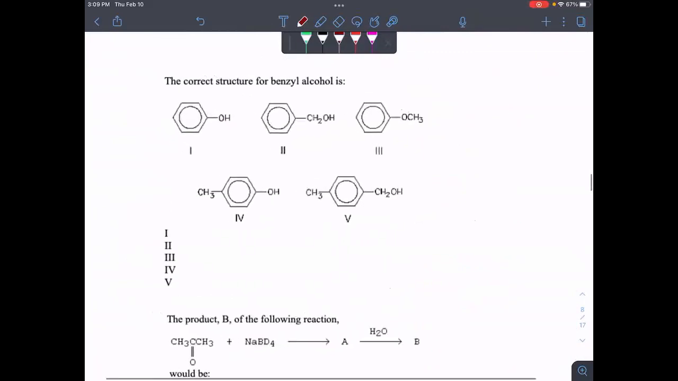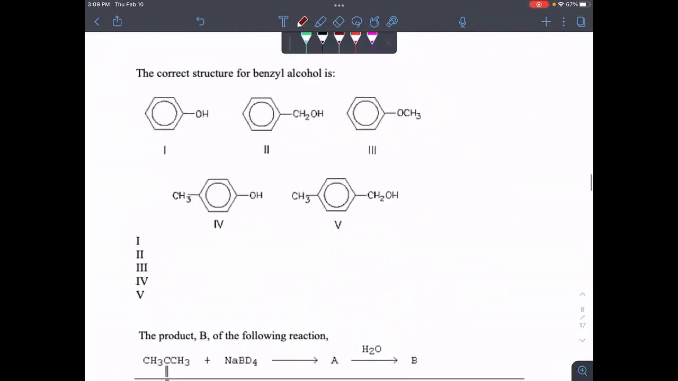Okay, so this is asking for the correct structure of benzyl alcohol. Yeah, it's number 2 because it's not a phenol alcohol. A phenol alcohol would be one. Phenol is when it's directly attached to the benzene ring, and then benzyl is when there's an extra carbon in between.